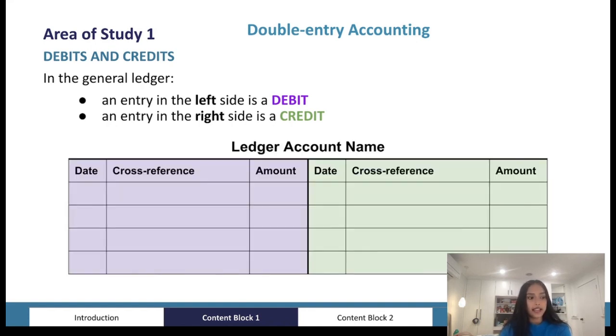So you can see the left side of this account is highlighted purple, which is the debit side, and the right side is green. So left side debit, right side credit. Remember that.